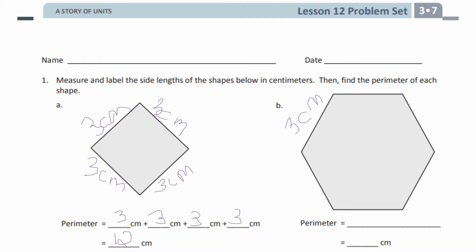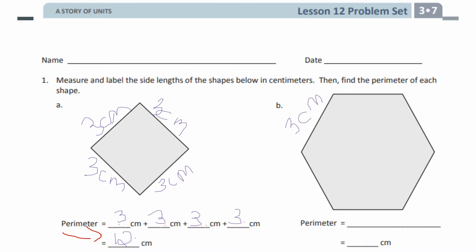So for this first problem, you can see I did it for us because what we're going to be doing is measuring and labeling the side lengths of the shapes below in centimeters, and then finding the perimeter of each shape. So I measured out the square. Each side is 3 centimeters. They should all be 3 centimeters because it's a square, and as we know, a square has the same length on every side. So I wrote 3 centimeters on each one. And then down here in the perimeter, I wrote 3 centimeters plus 3 centimeters plus 3 centimeters plus 3 centimeters equals 12 centimeters.